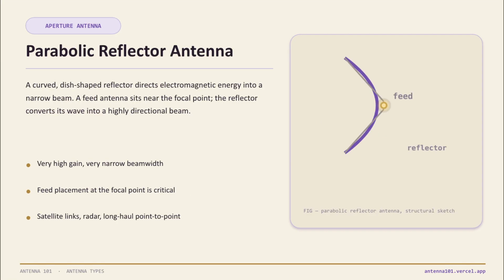A parabolic reflector tuner uses a curved dish-shaped reflector to direct electromagnetic energy into a narrow beam. A feed tuner is placed near the focal point, and the reflector transforms the wave from the feed into a highly directional beam. Parabolic tuners are widely used for satellite communication, radar, and long-distance point-to-point links.